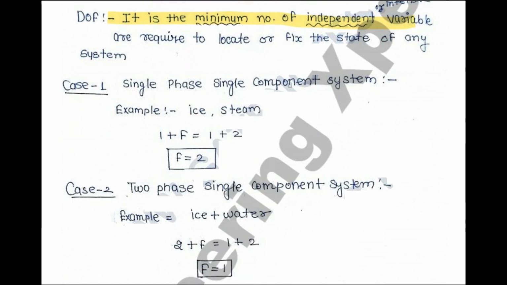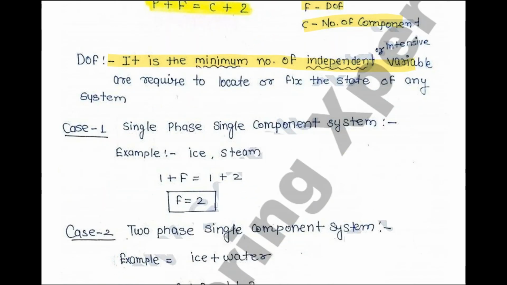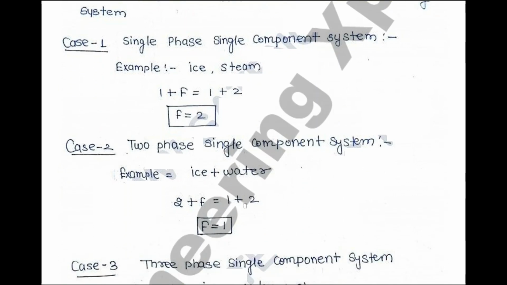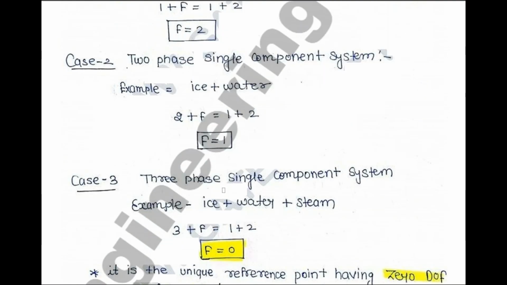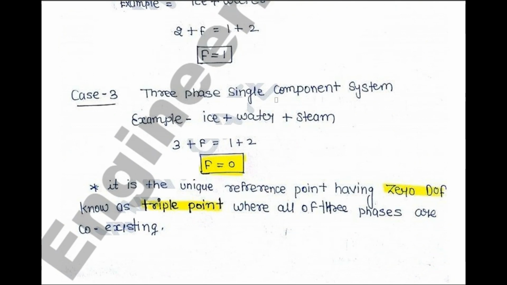In a single phase, single component system, for example ice or steam, P will be one. F we have to find. C, the number of components, is one, and the constant is two. So degree of freedom will be two. For a two phase single component system, P is two and the degree of freedom comes out to one. And for a three phase single component system, ice plus water plus steam, the degree of freedom is zero.